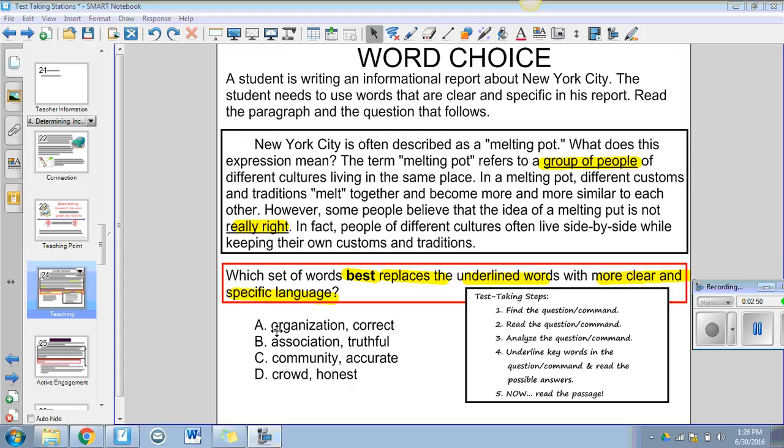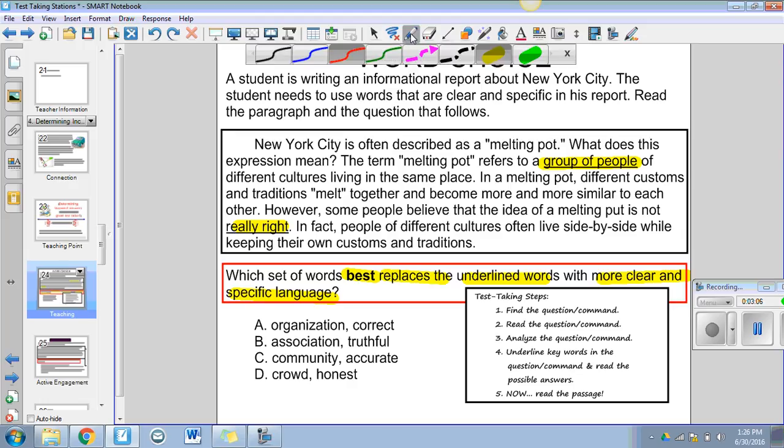So here when I go to A, an organization and correct. A group of people could be an organization, really right, could be correct. Then I'm going to go to the next one. A group of people could also be an association, really right, truthful, not really. We don't really use the word truthful as meaning really right. So I'm going to go ahead and put an X there.